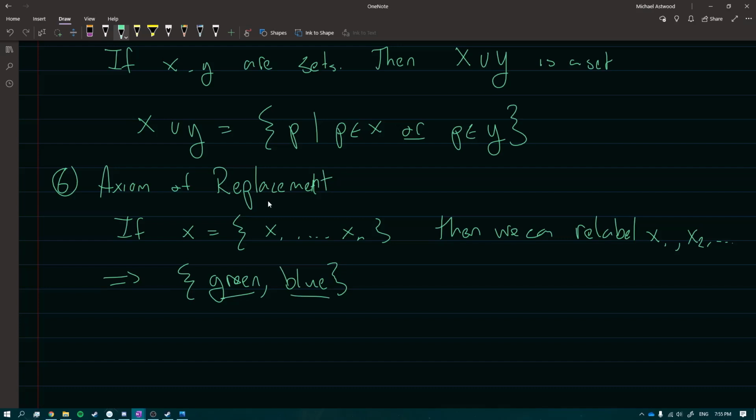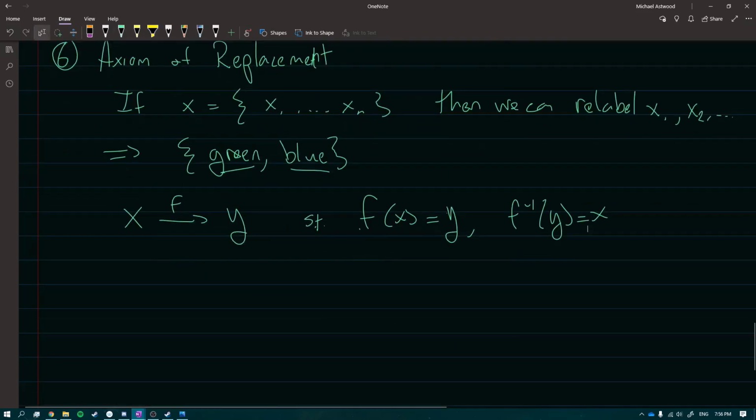You can rename the elements however you want, or you can specify functions from sets to sets. So for example, a function f from x to y, such that f of x equals y, and f inverse of y equals x, and basically x and y become the same set. If they have the same number of elements, you can basically just relabel them and they become the same set. That's why we need extra structure.